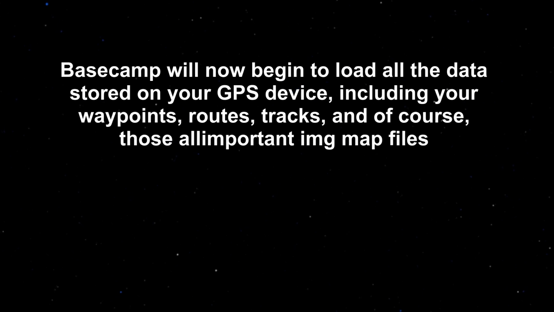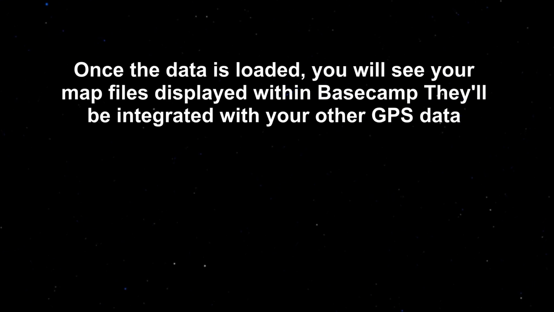Basecamp will now begin to load all the data stored on your GPS device, including your waypoints, routes, tracks, and of course, those all-important map files. Once the data is loaded, you will see your map files displayed within Basecamp. They'll be integrated with your other GPS data.